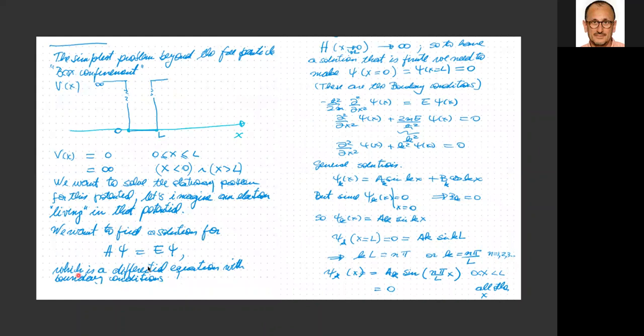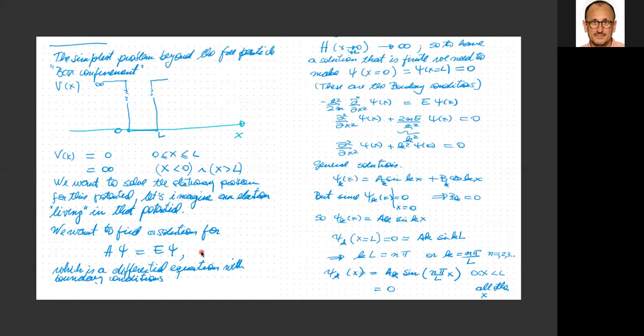So this is the problem, and we want to find a solution for H phi equal to E phi. But we have a certain kind of problem here, because for these values of x, H is infinite. If H is infinite here, the only thing that makes sense in terms of having a finite solution is that the wave function should be 0 in this place, because otherwise everything is going to be infinite, and I'm not going to be able to solve this problem in any meaningful way.